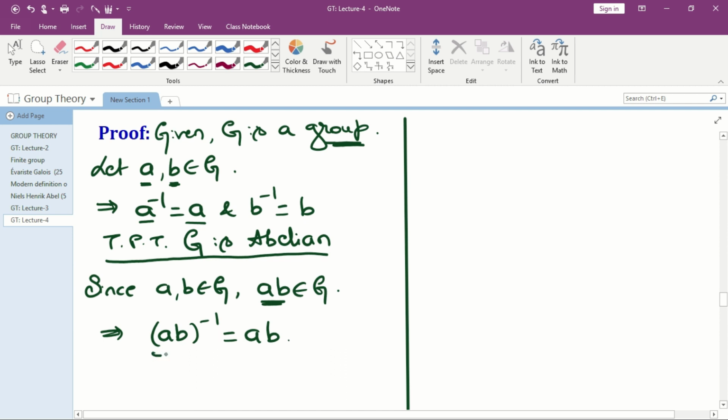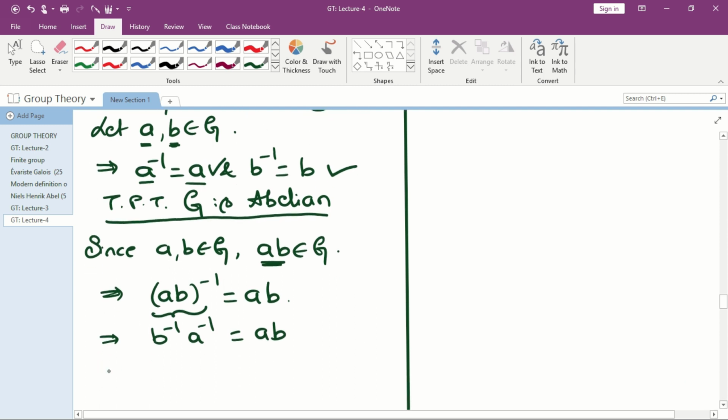Okay, now on the left hand side we shall use the reversal law. What is the reversal law? A star B whole inverse is equal to B inverse star A inverse. Here we have not written star, therefore this implies B inverse A inverse. Right hand side we write as it is, AB. What is B inverse? B inverse can be written as B, A inverse can be written as A. Therefore in place of B inverse we write B, and in place of A inverse we write A, and right hand side AB.